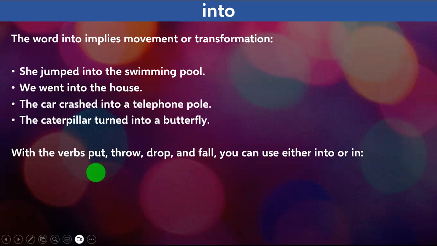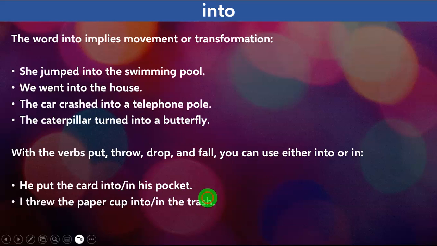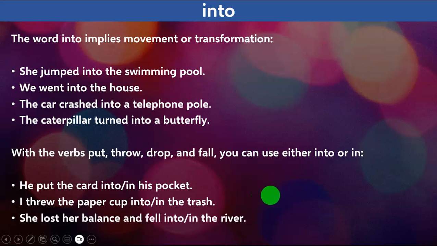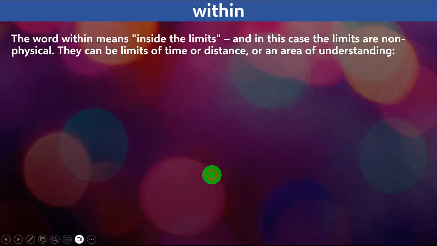Now with the verbs put, throw, drop, and fall, you can use either into or in. Okay, let's take a couple of examples. He put the card into or in his pocket. You can use both. I threw the paper cup into or in the trash. You can use both here. And she lost her balance and fell into or in the river. Again, you can use both here. So with the verbs put, throw, drop, and fall, you can use either into or in. Let's move on. Now let's understand the word within.